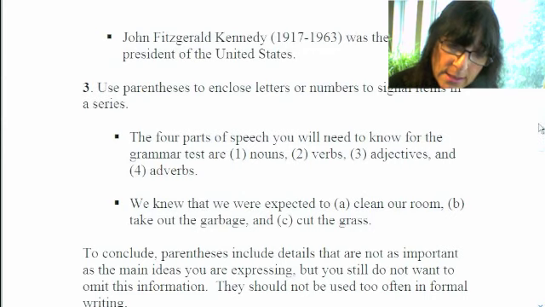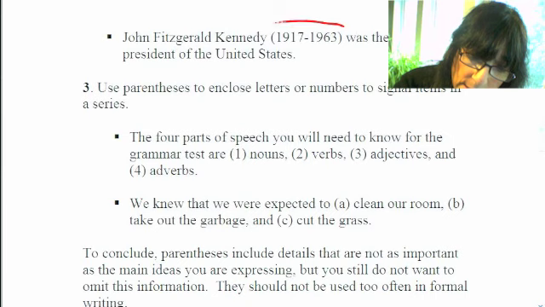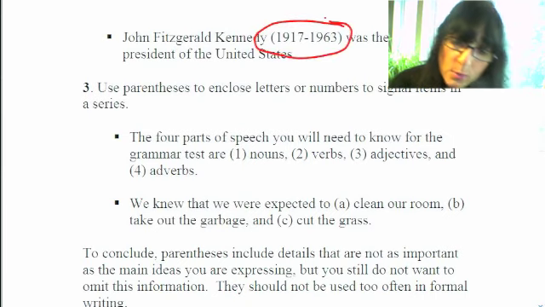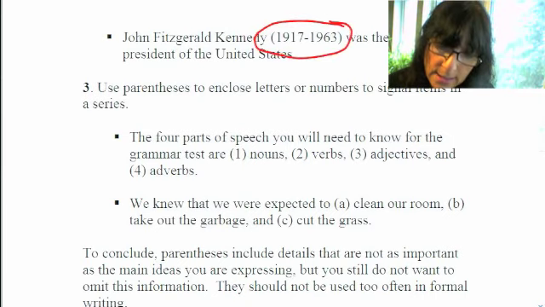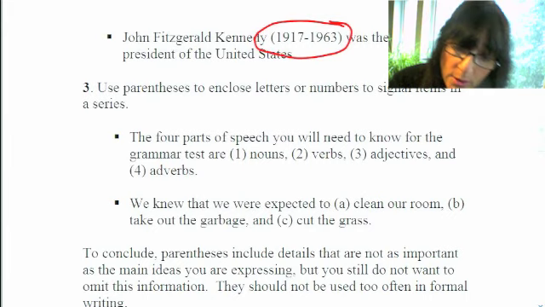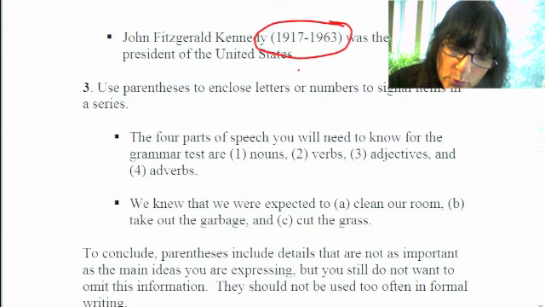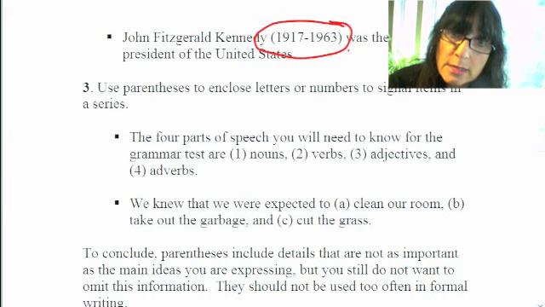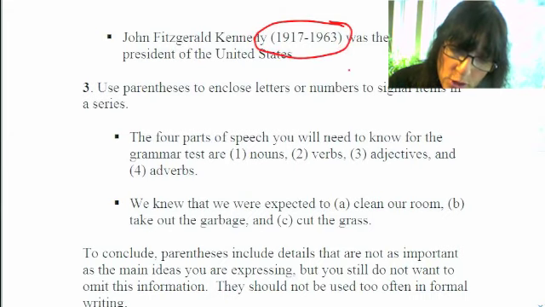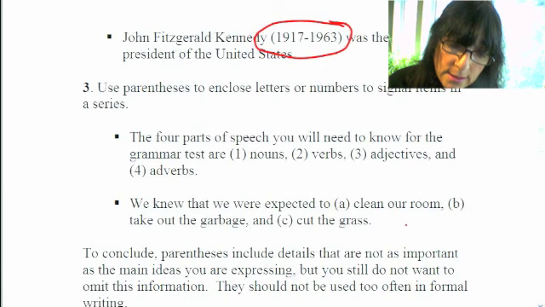And in this next example, John Fitzgerald Kennedy (1917 to 1963) was the 35th President of the United States. In this example, you're using the parentheses because you just want to include the dates of John Fitzgerald Kennedy's life. He was born in 1917, he died in 1963. It's just extra information that you want to add to your sentence.